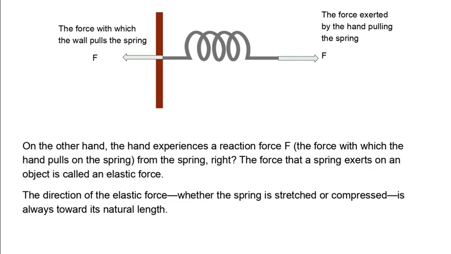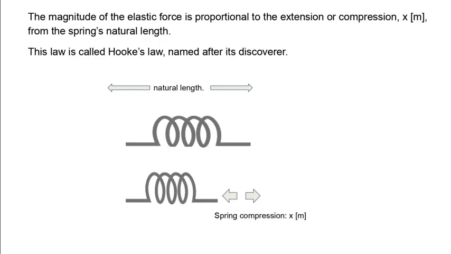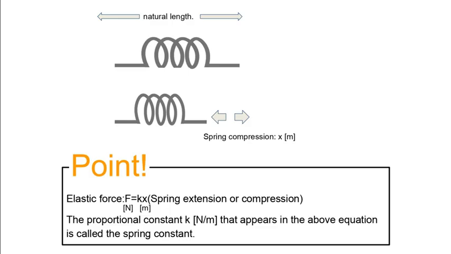The force that a spring exerts on an object is called an elastic force. The direction of the elastic force, whether the spring is stretched or compressed, is always toward its natural length. The magnitude of the elastic force is proportional to the extension or compression, x (m), from the spring's natural length. This law is called Hooke's law, named after its discoverer. Elastic force: F equals kx, where x is the spring extension or compression. The proportional constant k (N/m) that appears in the above equation is called the spring constant.